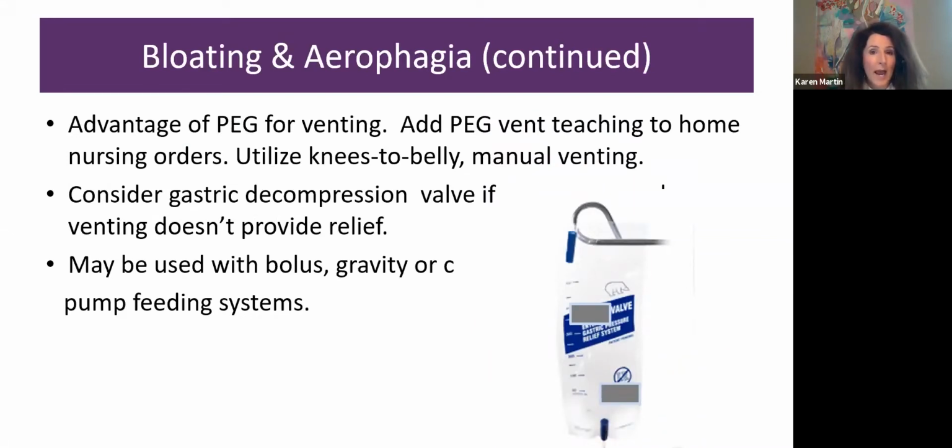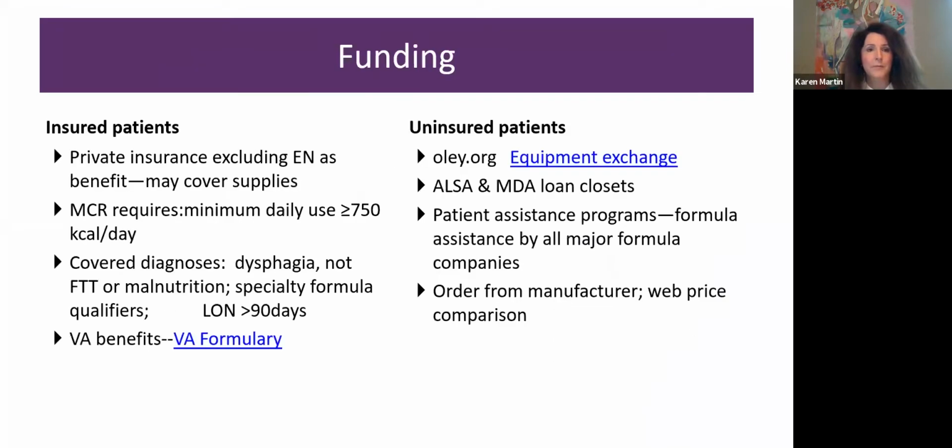So we generally add the venting of the PEG to our home nursing orders. And then there are various things that you can do to help eliminate that gas, like knees to belly and manual venting. There's also a device that can continuously vent if you're on continuous NIV and a feeding, or you can use this gastric decompression valve bag that you see pictured there, and you can use that with any type of feeding, bolus, gravity, or a pump.